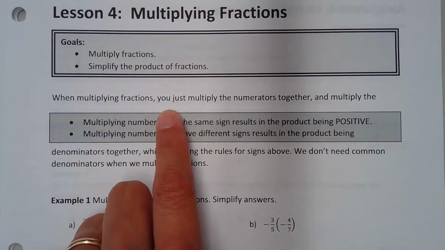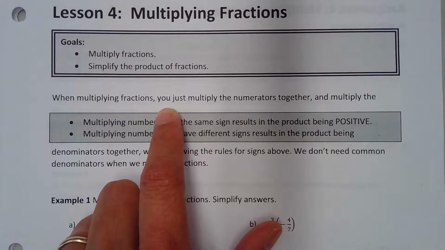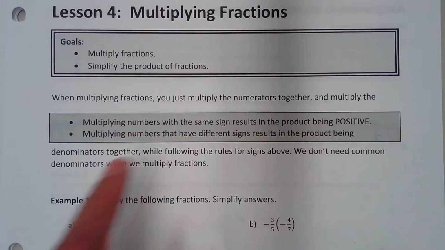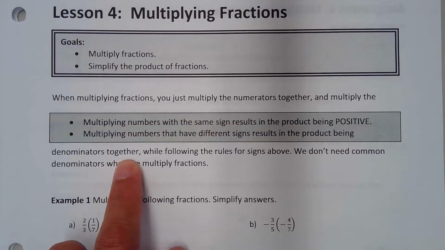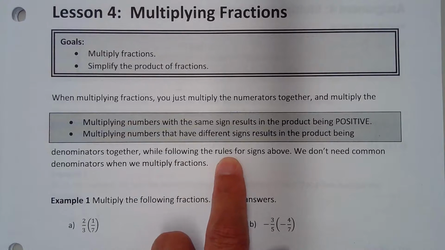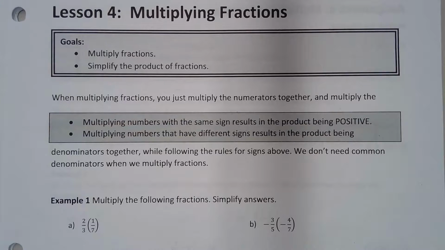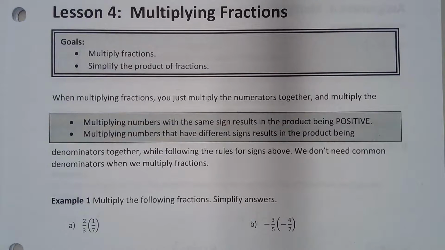When multiplying fractions, you just multiply the numerators together and multiply the denominators together while following the rules for sign above. We don't need common denominators when we multiply fractions. The only thing that we do: numerator times numerator, answer. Denominator times denominator, answer. Okay? And then you might have to simplify.